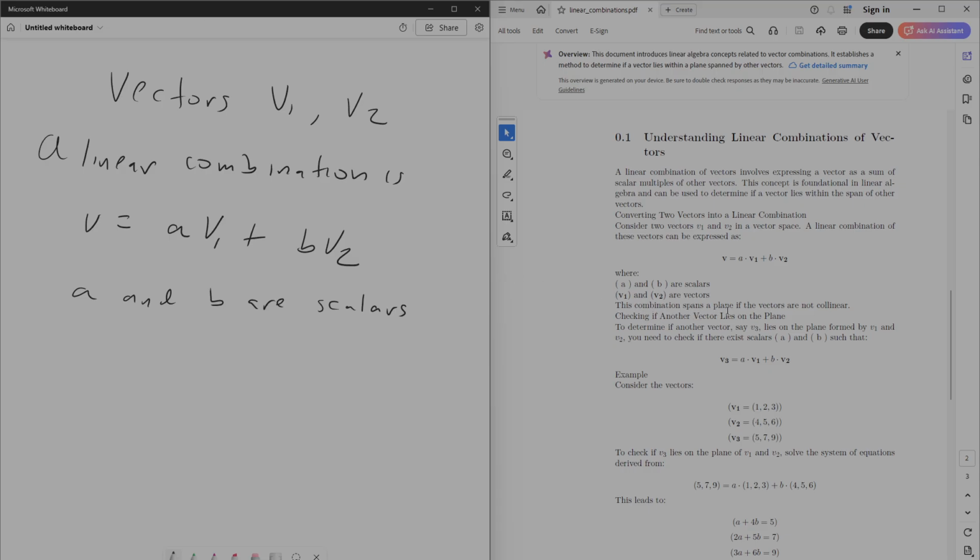This combination spans a plane if the vectors are not collinear. Collinear means the vectors are on the same line or are parallel lines, so not collinear implies the vectors are not on the same line or parallel.